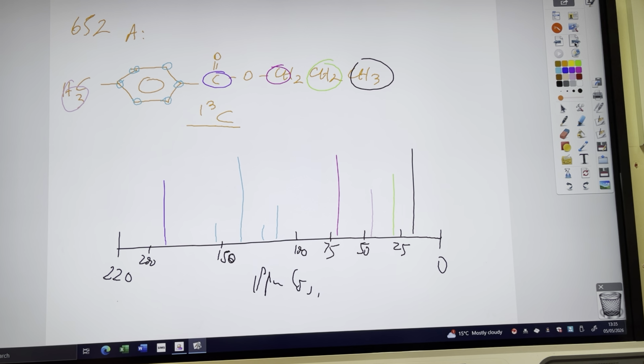On a very rare occasion, you might get questions on carbon-13, but the most they want you to know about carbon-13 is how many lines there are, i.e. how many different carbon environments there are.